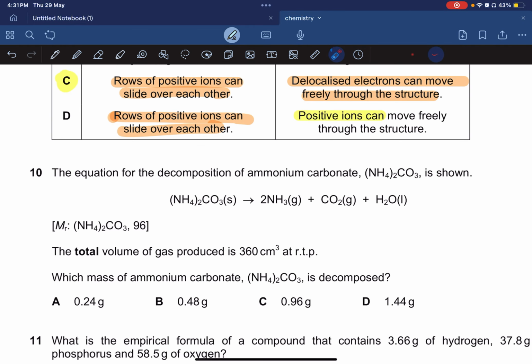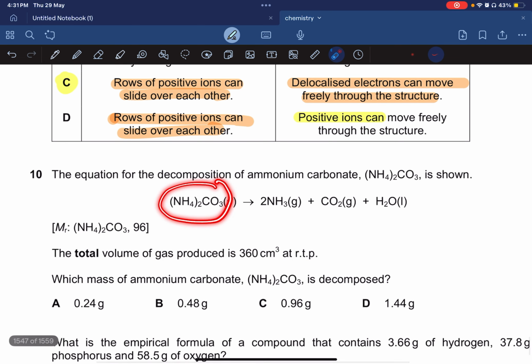Moving on, the total volume of the gas produced is this. You are decomposing this compound. You're producing ammonia gas, carbon dioxide and water. The most important thing I'd like to tell you guys in an equation, most people think it's the products or the reactants. No, the most important thing is the coefficient. In a moles question, this is the key to everything. 1 mole of ammonium carbonate decomposes to form 2 moles of ammonia gas, 1 mole of carbon dioxide and 1 mole of water.